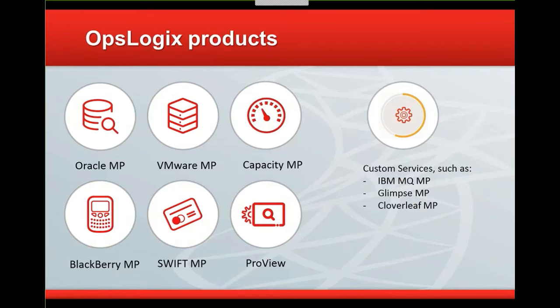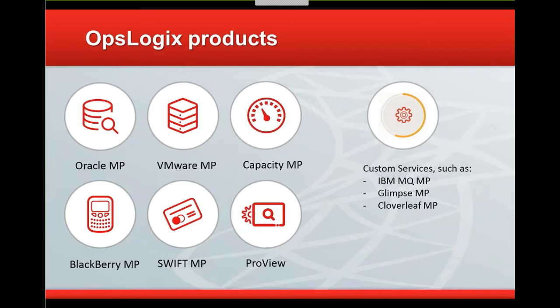Other products that we have: the BlackBerry MP, which is everything to do with the BlackBerry Enterprise Server; Swift MP, which monitors the Swift Alliance gateway access lines, Swift Alliance gateway, Swift Alliance access; and ProView, which is essentially our relatively easy dashboard tool. It's completely based on Visio. You don't need SharePoint, any sort of SharePoint infrastructure. You do have to make the dashboards in Visio.